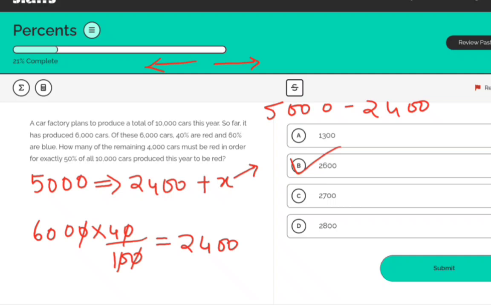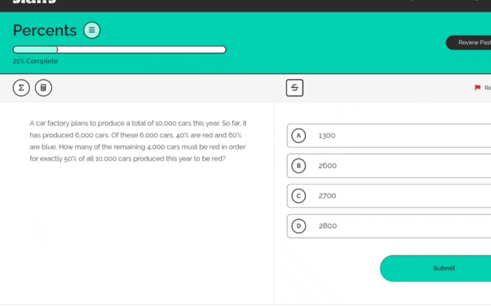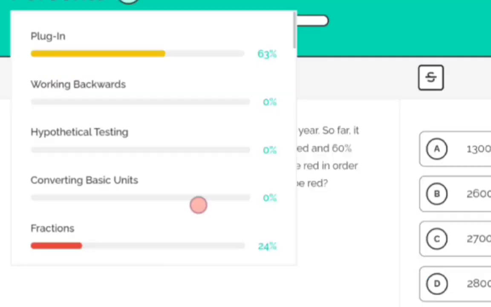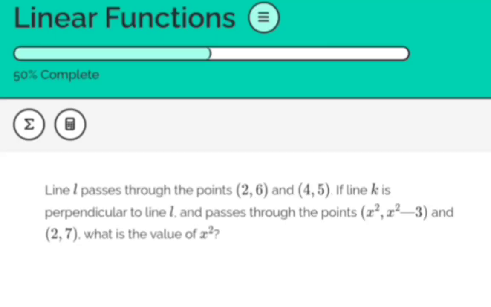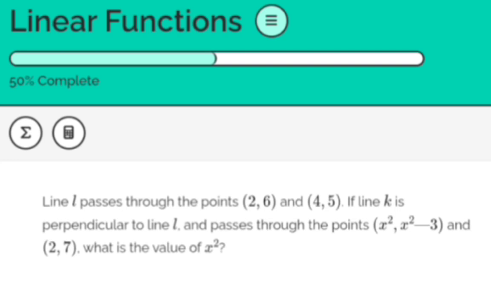Now let's look at some other topics which are extremely important. And here from this particular tab you can toggle between them. Okay, let's go to linear function. So we have: if line L passes through points (2, 6) and (4, 5), and line K is perpendicular to line L and passes through these points, then what is the value of x squared?